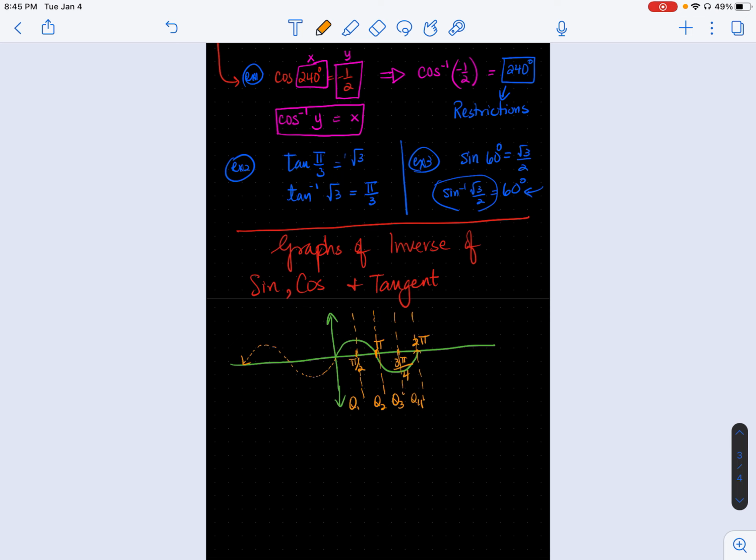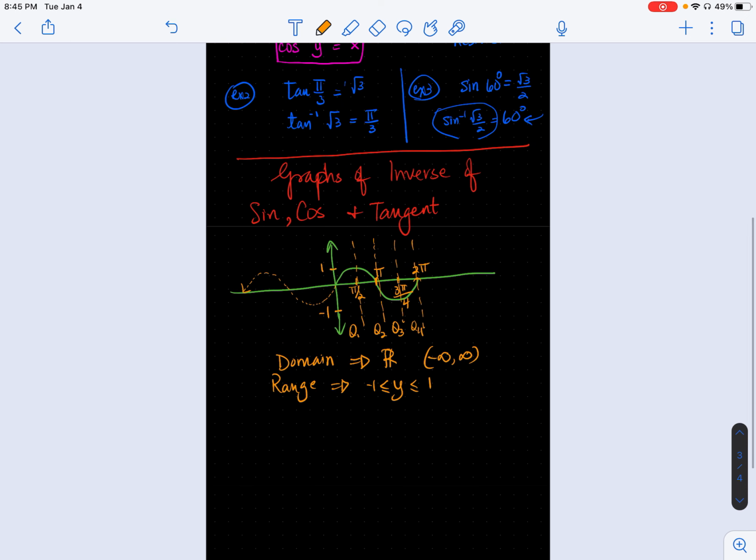Also, let's make it clear here that the domain of our sine function used to be all real numbers. In other words, negative infinity to infinity, because it goes in both directions forever, left and right. Range, on the other hand, had restrictions because the highest point was 1 and the lowest point was negative 1. So y is restricted between 1 and negative 1, where both negative 1 and 1 are inclusive. So this is our sine graph.